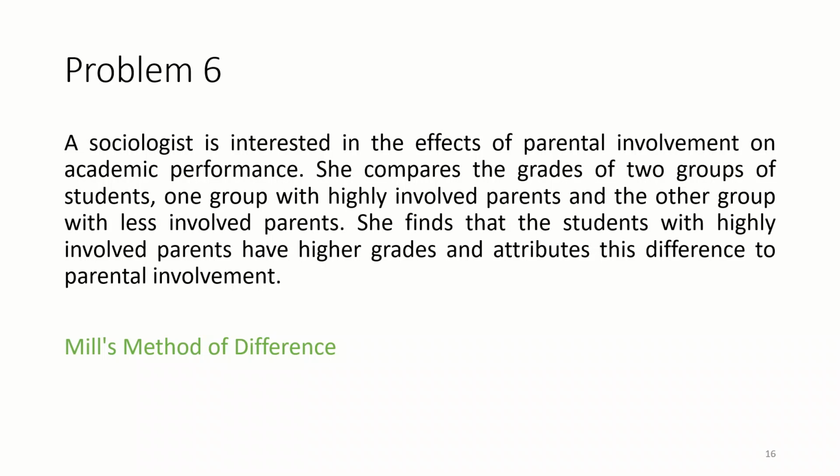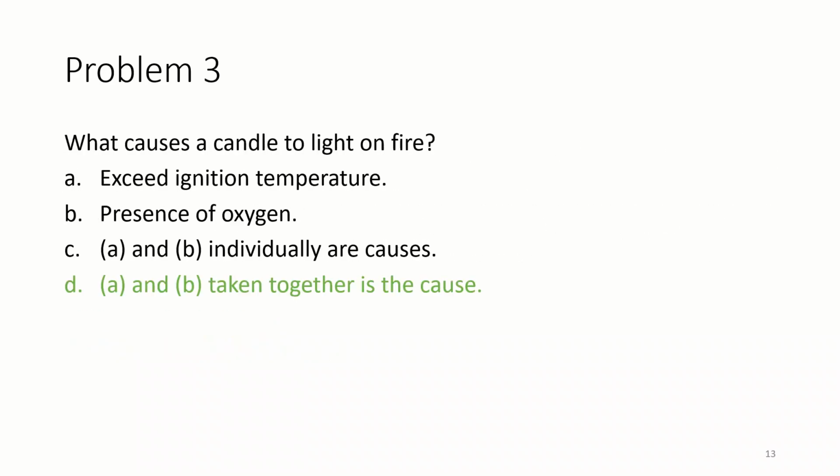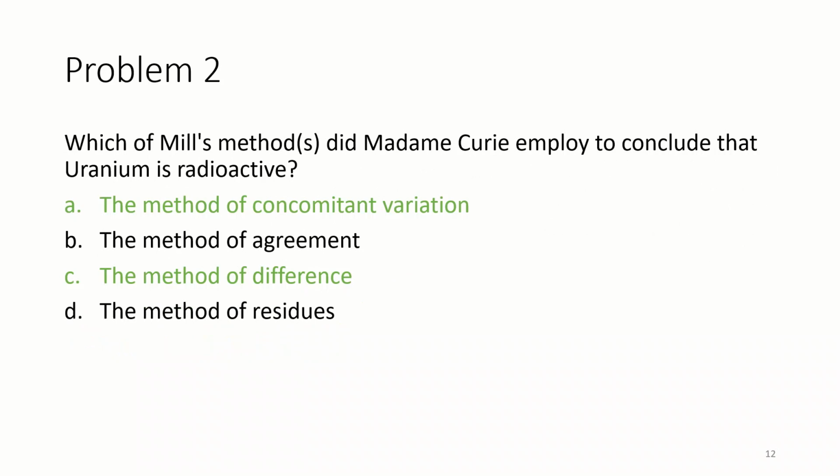Okay. In problem 2, both were the answer, method of difference and the concomitant variation. Oh, okay. So I recall the thing. Okay, maybe we can discuss now, as two people are asking.